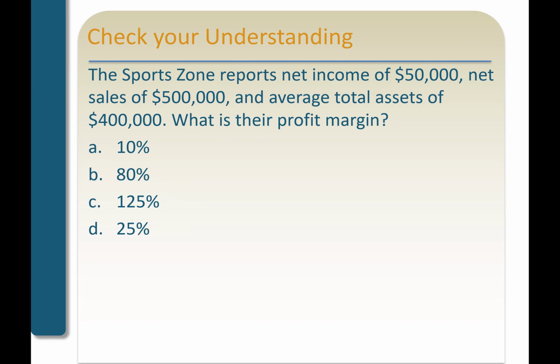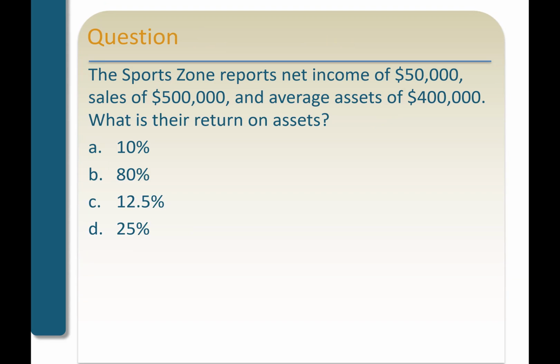How about this one? The Sports Zone reports net income of 50,000, net sales of 500,000, and average total assets of 400,000. What is the profit margin? Hui, you want to take this one? Okay, profit margin. So 10%. The answer is A, 10%. Thank you so much, Hui. Excellent, guys. Okay, who's next?